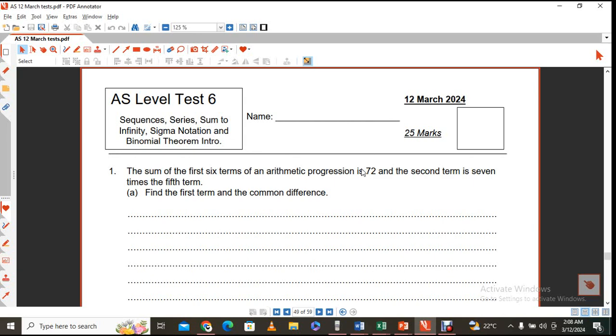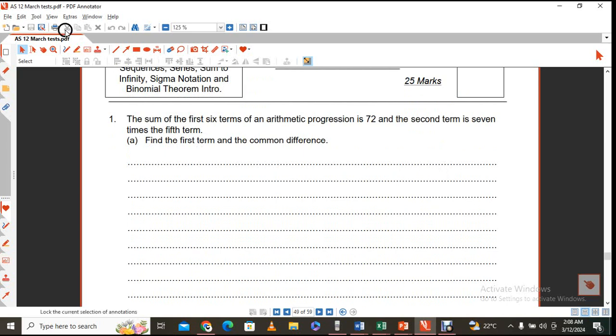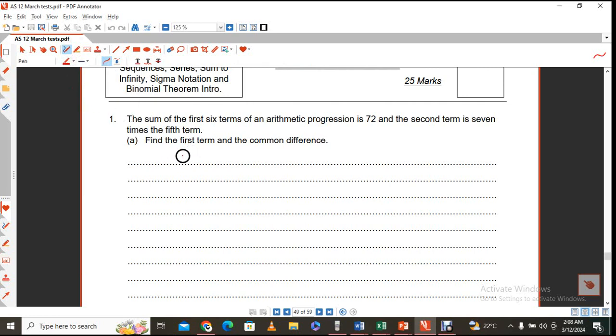Okay, let's get to this question. So here it says the sum of the first 6 terms of an arithmetic progression is 72. Perhaps I can just go ahead and write that down, in order to make that a little bit interesting. It says the sum of the first 6 terms of an arithmetic progression is 72. And I think it's quite important that I highlight that this is an AP, so you use the correct formula for an AP.